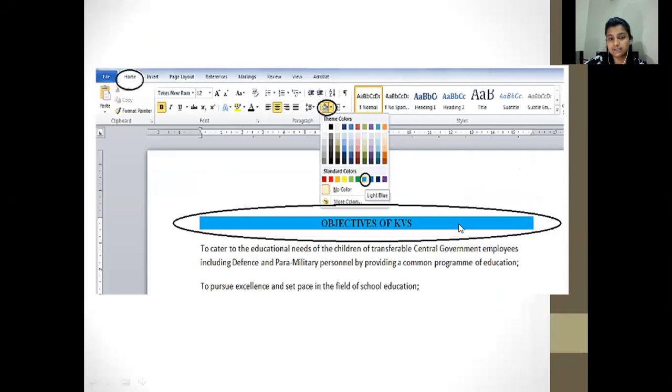Yes, you can see here the text is highlighted for the background, so your eyes are more focused on the objectives of KB. As you can see that it is more highlighted, you are focusing less on the text which is written downwards. This is what the function of shading text is.